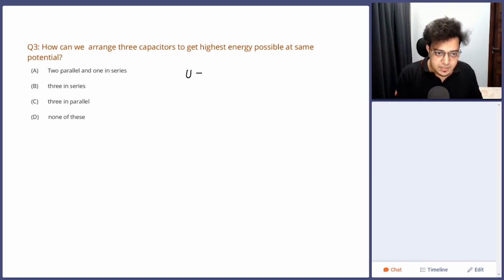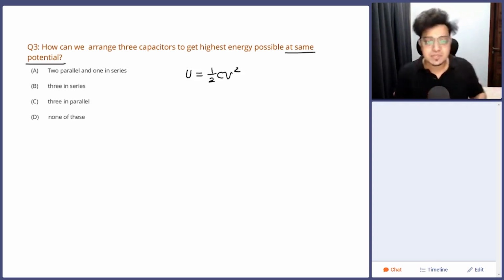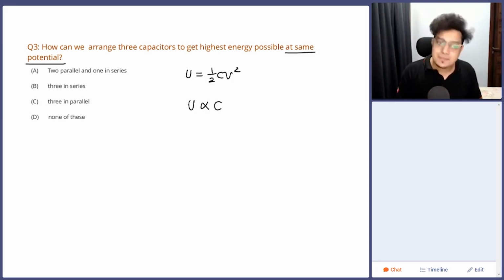So U, that is energy stored in a capacitor, has various formulae. I will use this formula, half C V square in this case, because we have to do this all at same potential. In all the combinations, we will use same potential. That means same battery, same potential difference. So V is constant. So your energy will directly depend on capacitance.